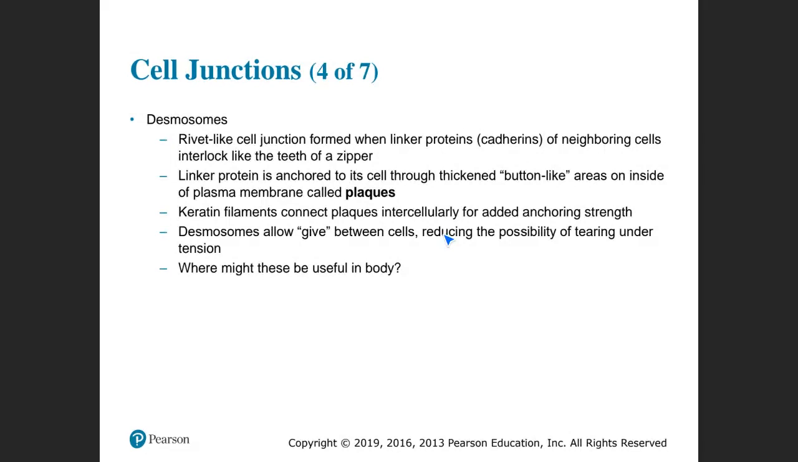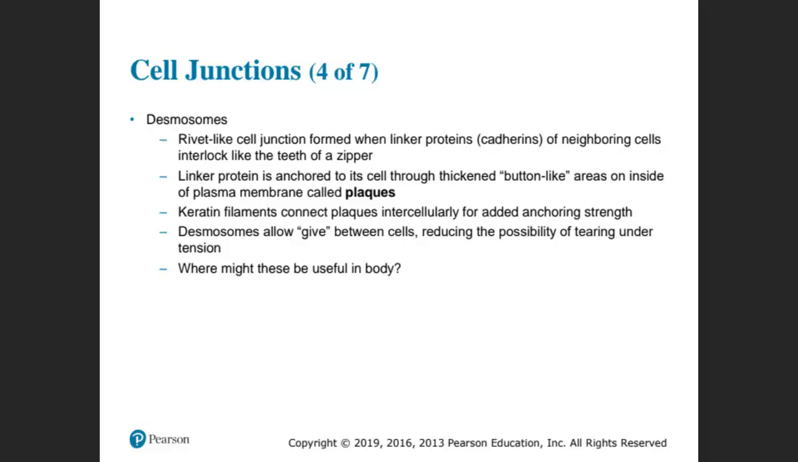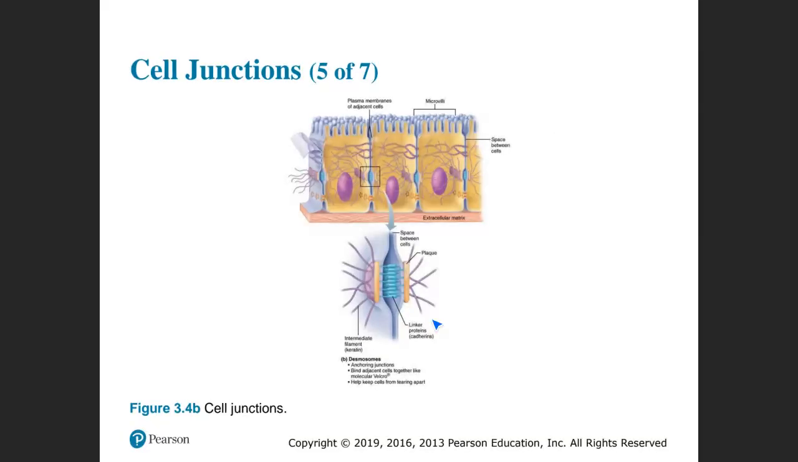All right, we also have desmosomes. This is a great description. They're hard to describe sometimes, but your book says a rivet-like cell junction formed when linker proteins of neighboring cells interlock like the teeth of a zipper. So a zipper is a great analogy. Button-like is another one that comes up here. Let's look at the picture from the text. So you can see how these proteins are holding these plasma membranes together.